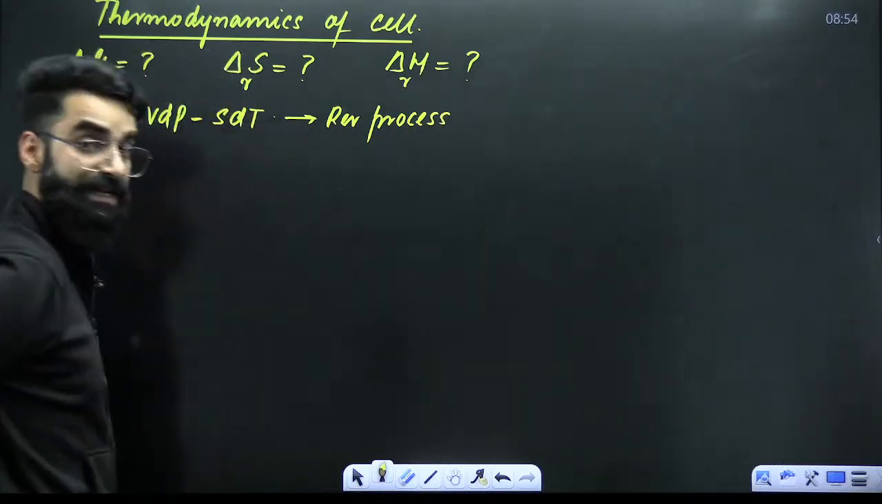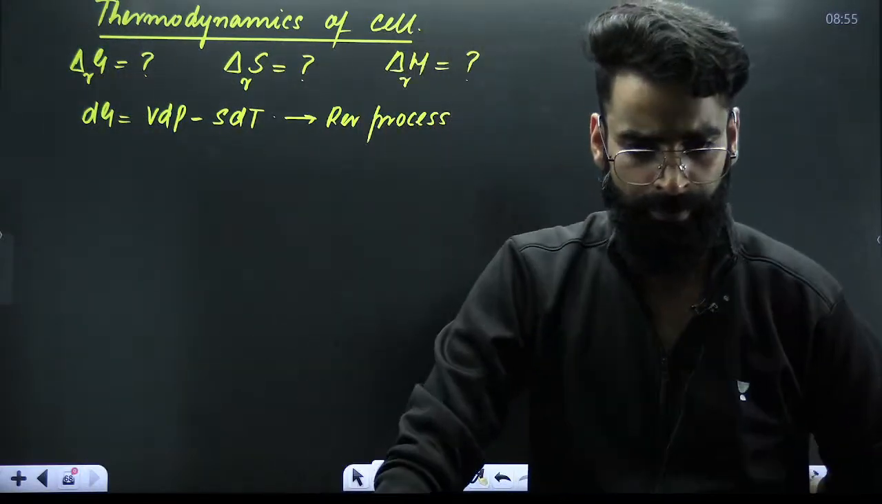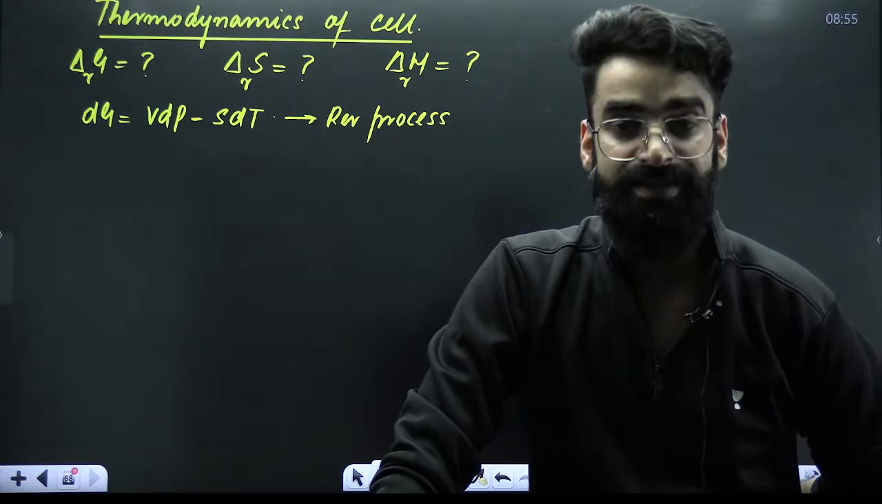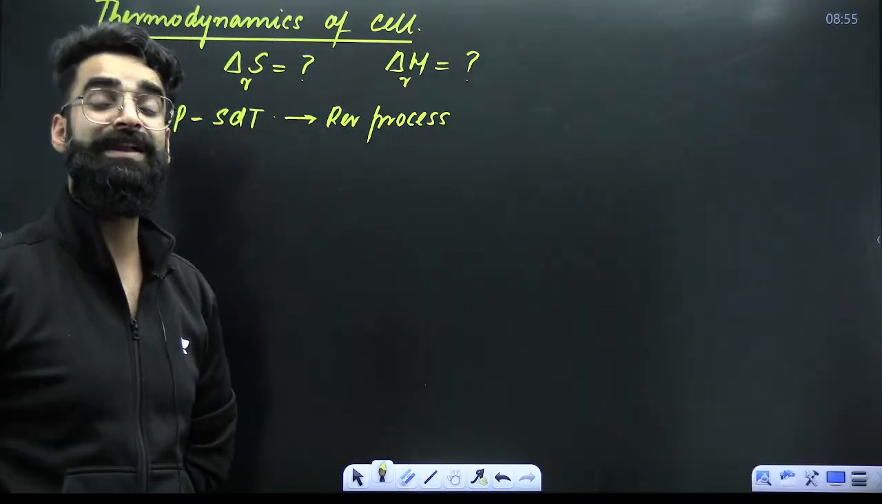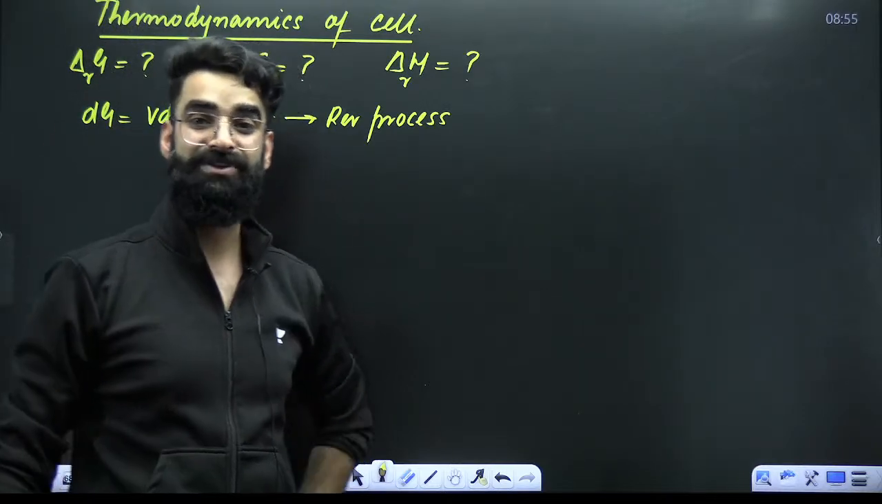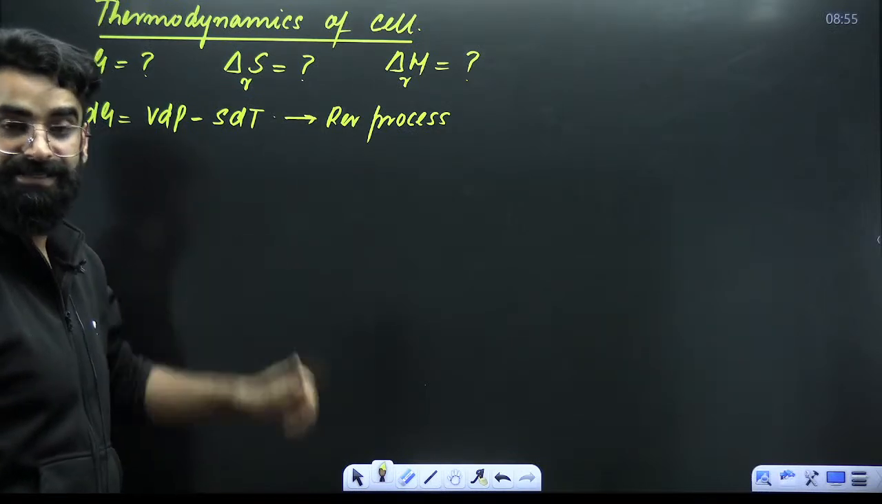It is valid only for the reversible process. When I taught you Gibbs free energy variation with pressure and temperature, at that point of time, I used this particular equation: dG is equal to VdP minus SdT.